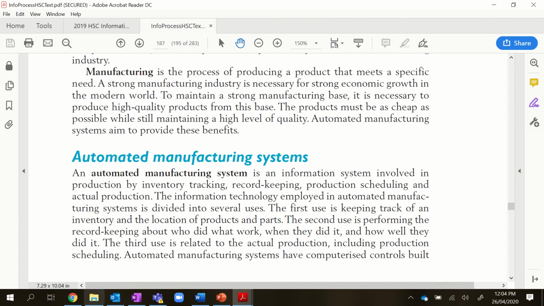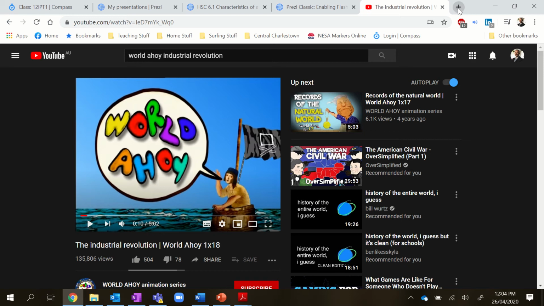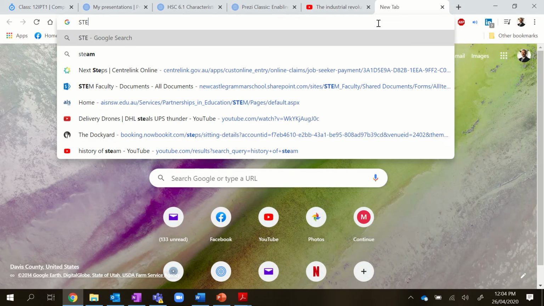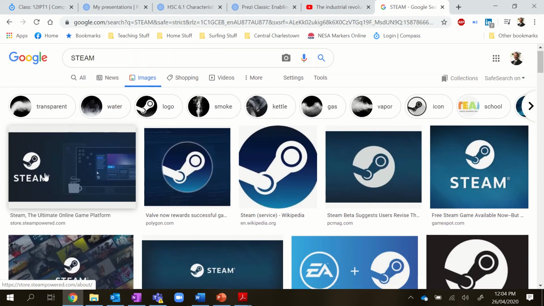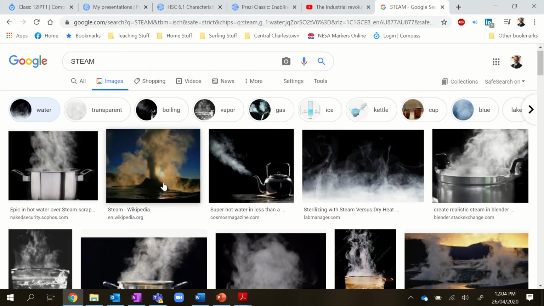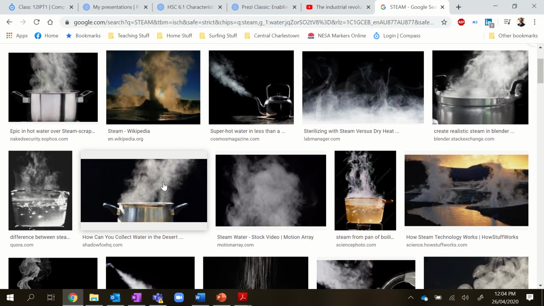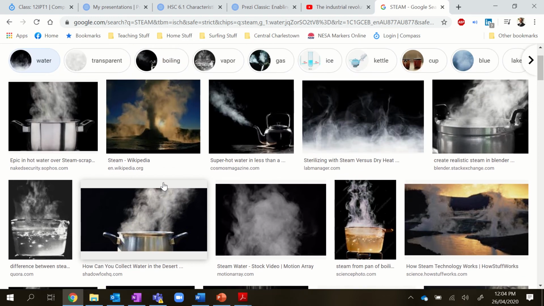what happened was we had the creation of steam. Now, steam, not this steam, but steam the actual water steam, became a really interesting product that people figured out they could do lots of things with. And so, in fact, the reason that you are in a classroom or you are learning in a classroom and sitting in the HSC is because of STEAM.